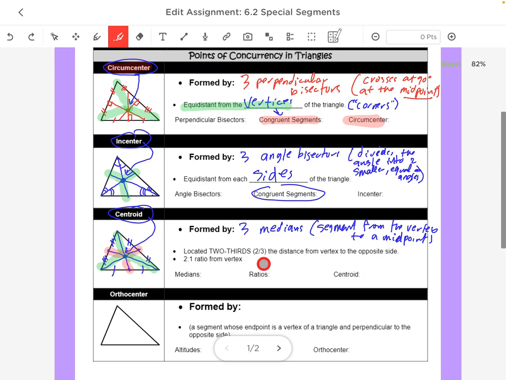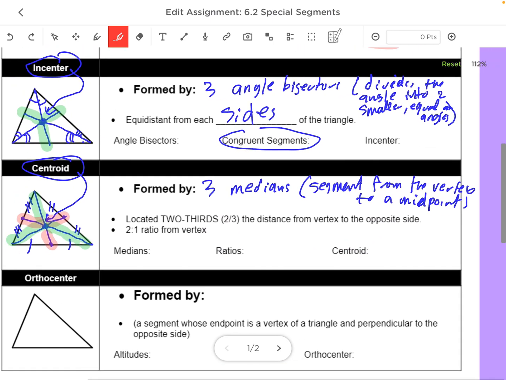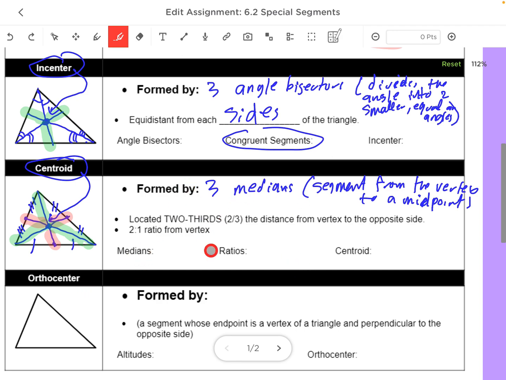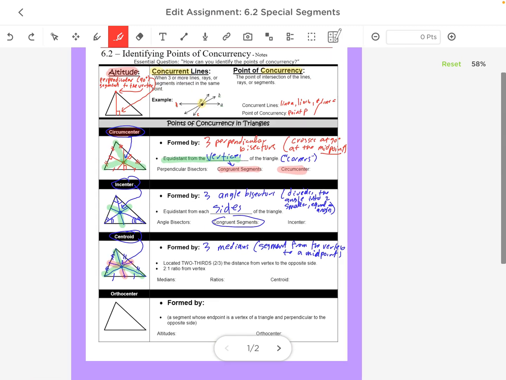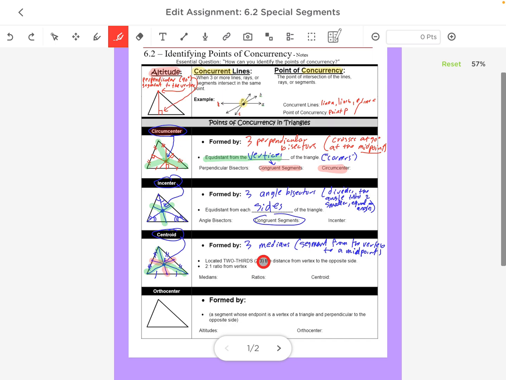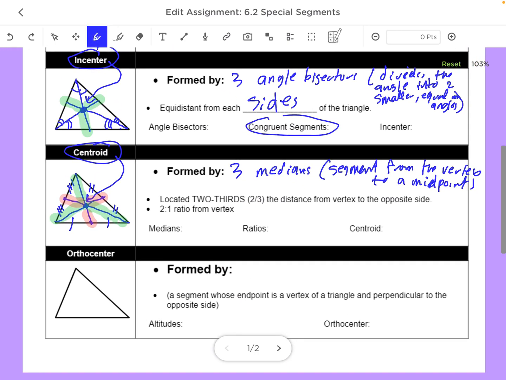And we'll practice that more next time. But that's the main thing. A centroid is created by those 3 medians. So the centroid is what we're talking about on that one. Now our last one's called the orthocenter. The orthocenter is created by those altitudes that we talked about. So that's formed by altitudes.